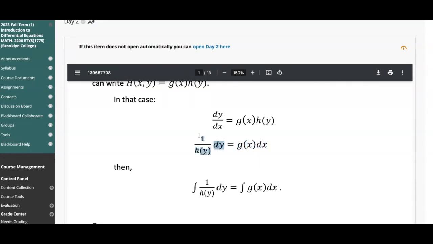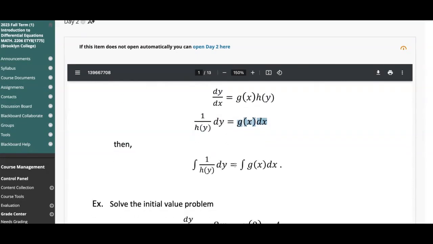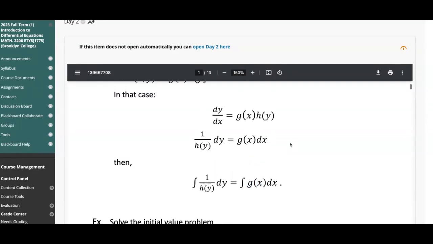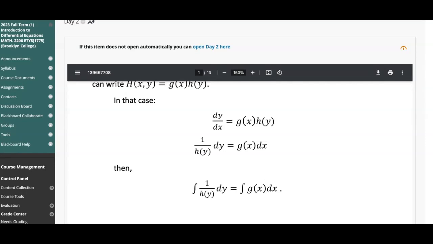Because this is a function in terms of y, dy, and this is a function in terms of x, dx, and they equal each other, we can integrate both sides simultaneously. One with y, because this is just a function in terms of y. And we integrate this because g of x is just a function in terms of x. So this is for separable functions. If it's not separable, we may not be able to do this.